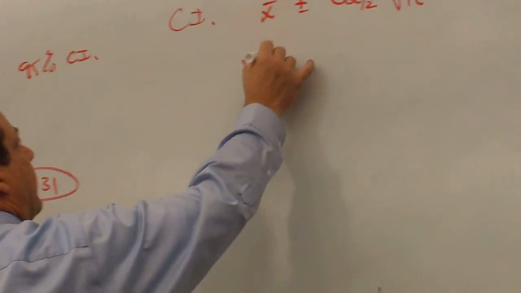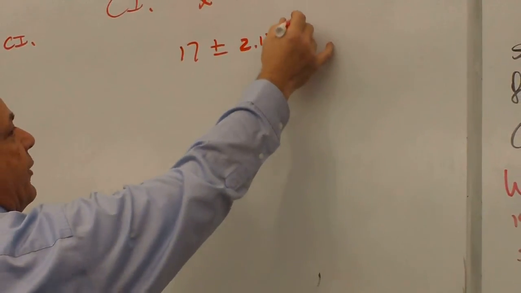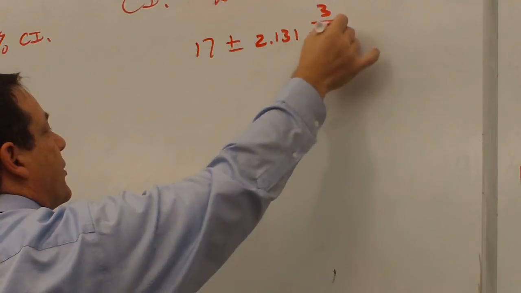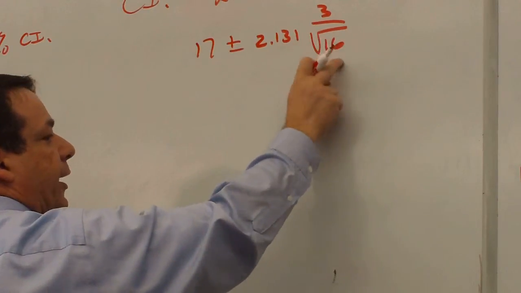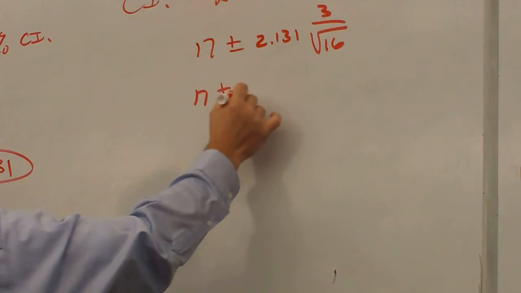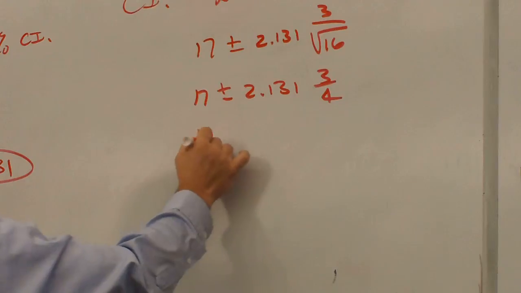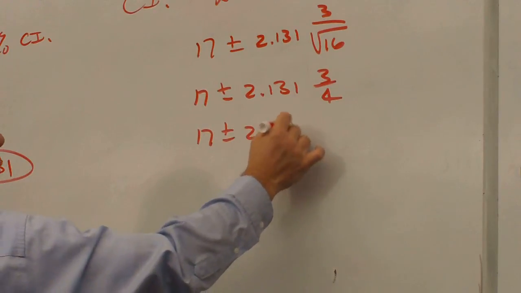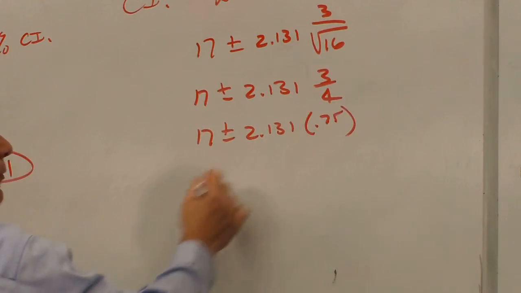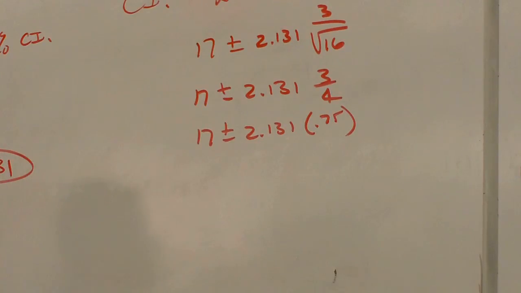So what would this be? It would be 17 plus or minus 2.131 times the standard deviation, which is 3 over the square root of 16. Be careful to use the revised n. In this case, it's 17 plus or minus 2.131 times 3/4. It'd be 17 plus or minus 2.131 times 0.75. And what's 0.75 times 2.131?